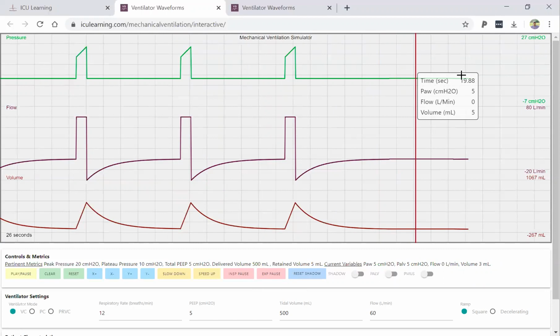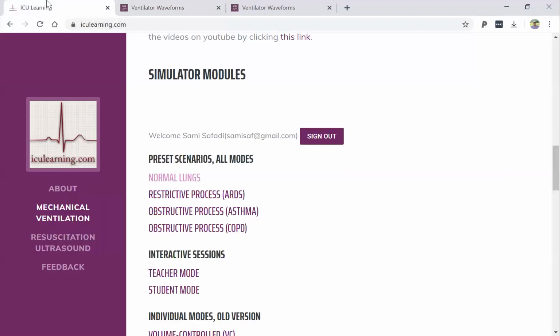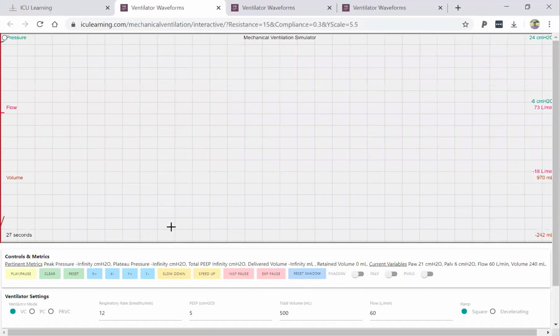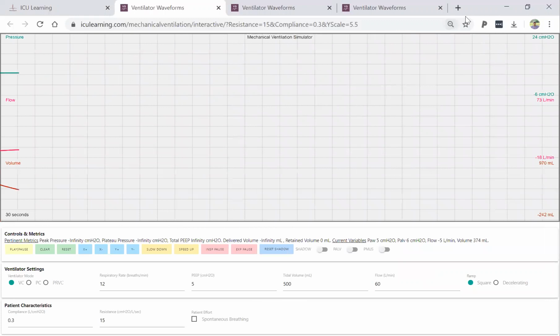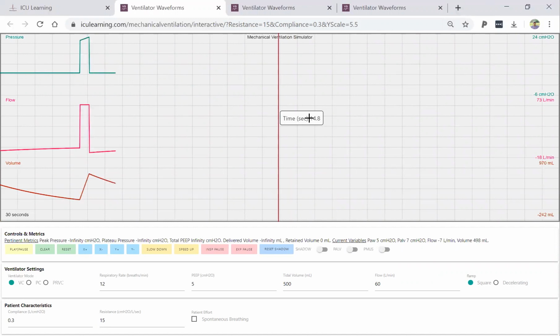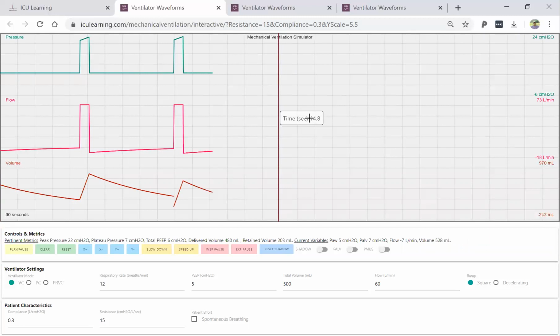Okay, now I will go into a patient who has air trapping to demonstrate how the three things are going to be different. So I'll go back to the website, and then I'm going to select an obstructive process or COPD. All right. So this patient has an obstructive process or COPD, and then I will show you how to diagnose auto PEEP visually, and then how to do a quantitative measurement by doing the end expiratory pause. Okay, very good. I will pause the simulation now.